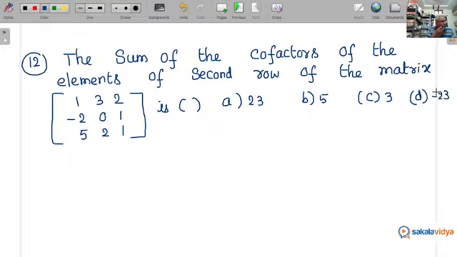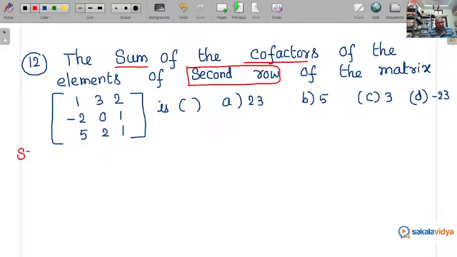This is a very important question. See, the sum of the cofactors of the elements of the second row in the given matrix. First of all, let us find the cofactor of each element of the second row. After that, let us sum them. Let us add all the cofactors of the second row.